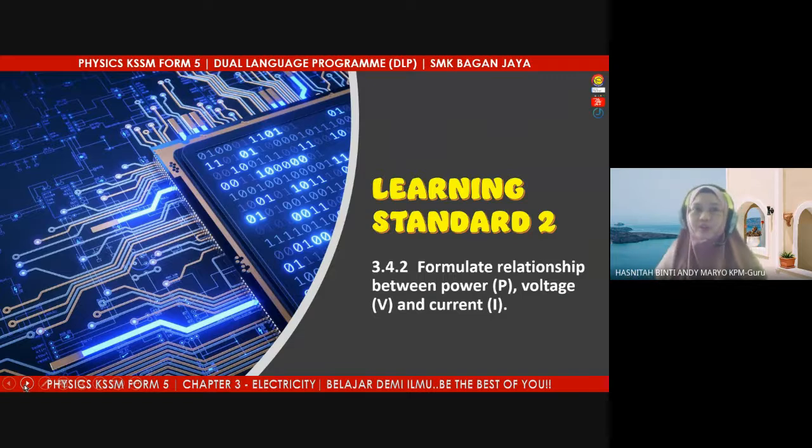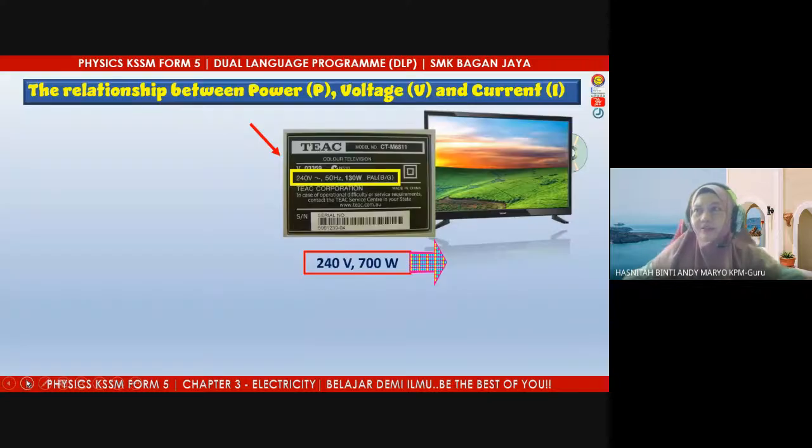So that is the first one, to formulate the relationship between E, V, I, and T. These 4 parameters can be related into 3 formulas or 3 equations. Okay, now let us check our next learning standard. Again, to formulate relationship between power, voltage, and current. Now involve 3 parameters: power, voltage, and current. Okay, how to relate them, students?